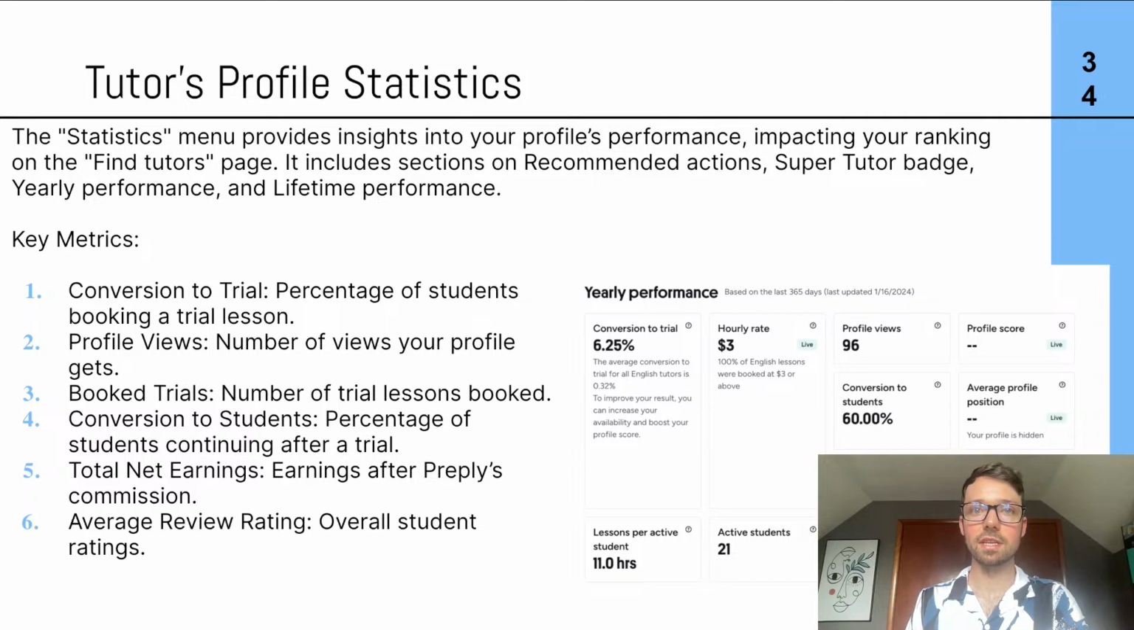Here are some key metrics in your statistics. Your conversion to trial, so the percentage of students booking a trial lesson with you. Profile views, so the number of views your profile gets. Booked trials, number of trial lessons booked. Conversion to students, so percentage of students continuing after a trial lesson, otherwise known as rebookings, right? Your total net earnings, so the amount of money you have made on Preply, and this is not going to be visible to the students. And your average review rating, so the overall student ratings that you have received from the students who have taken your classes.